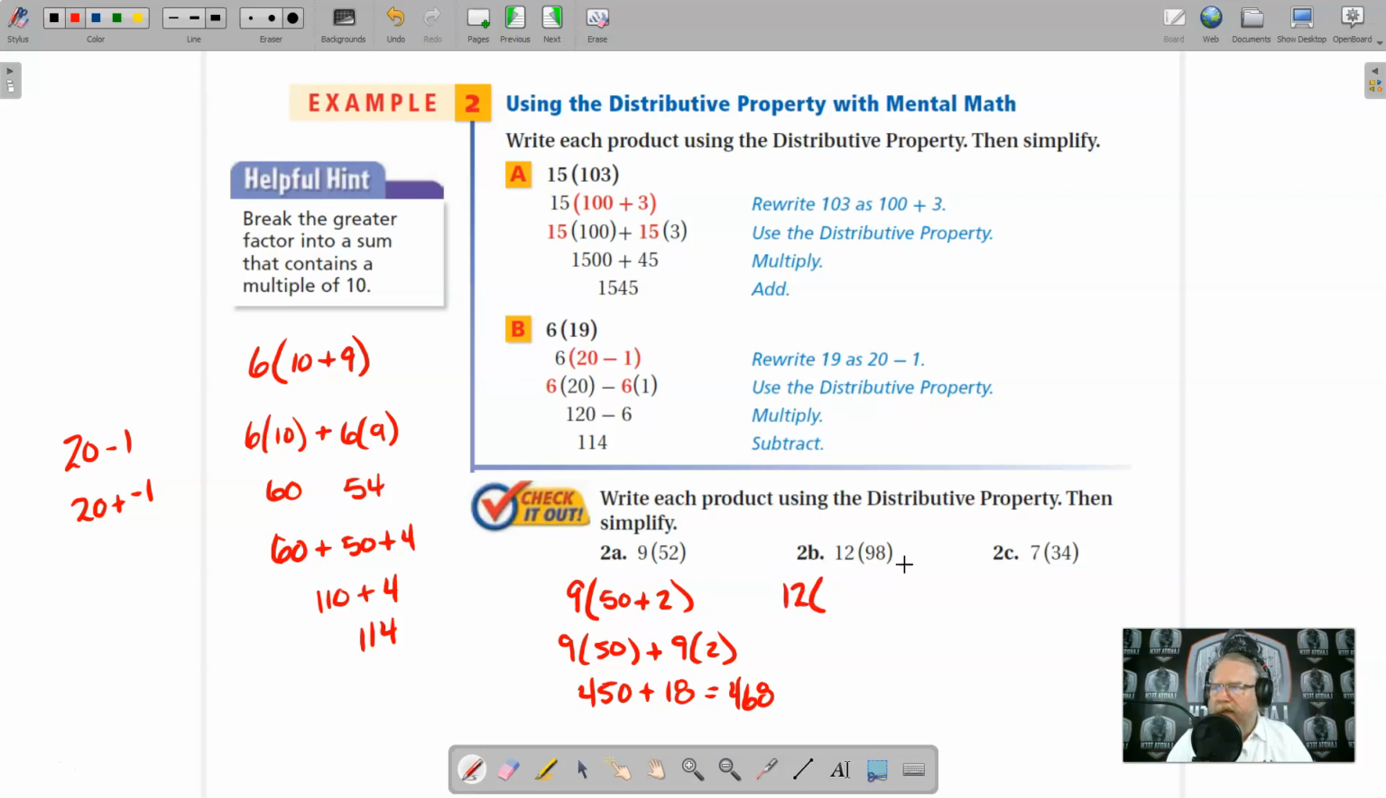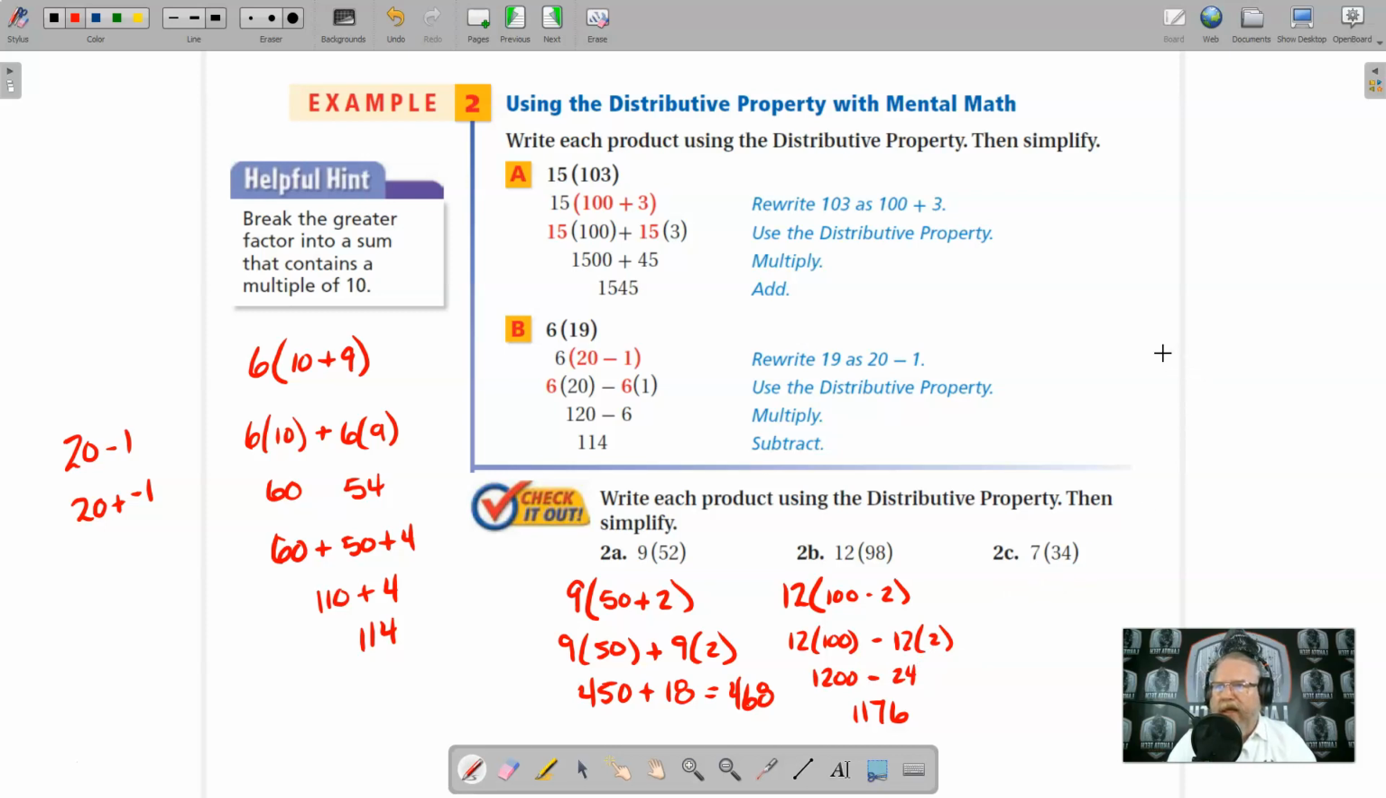Let's do 12 times, let's think of this as 100, right? But that's actually 100 minus 2. Let's go that route. So 12 times 100, and then we'll distribute that over to minus 12 times 2. 12 times 100 is 1200, minus, and 12 times 2 is 24. And then 1200 minus 24 is going to be 1176. And in my head, I actually did 1200 minus 20 would be 1180 minus 4 more. So I actually did 1200 minus 20 minus 4, thinking of 24 as 20 plus 4.